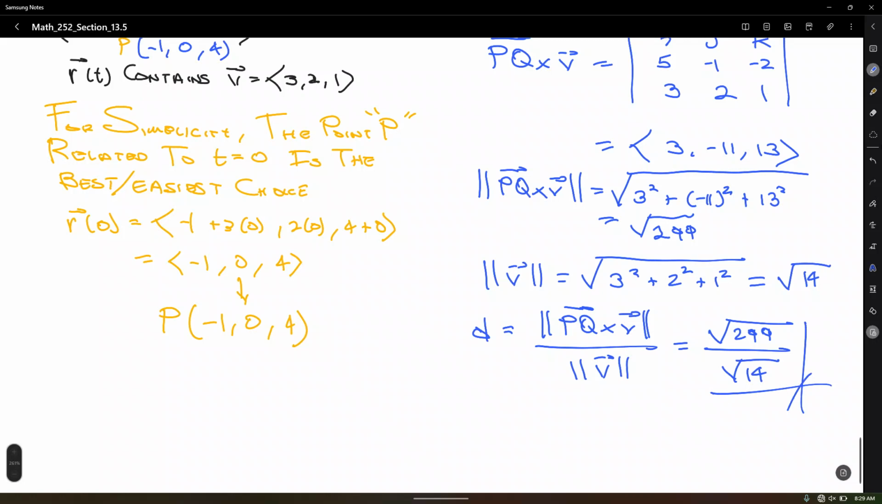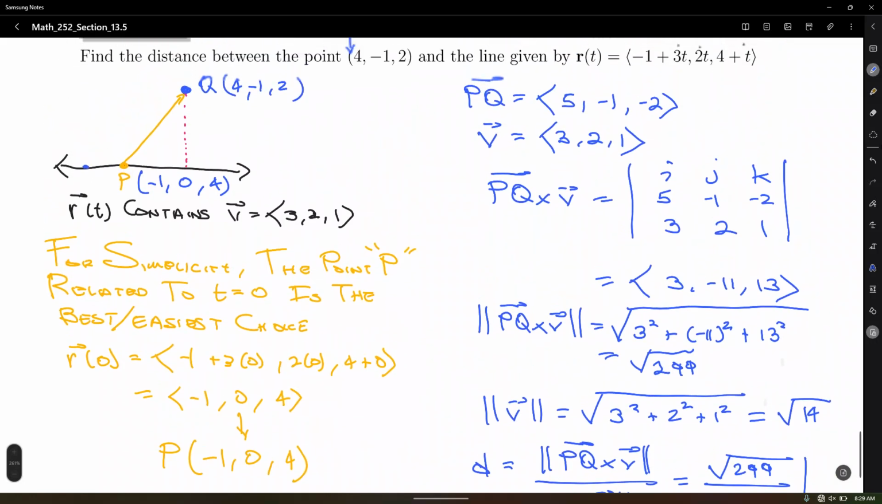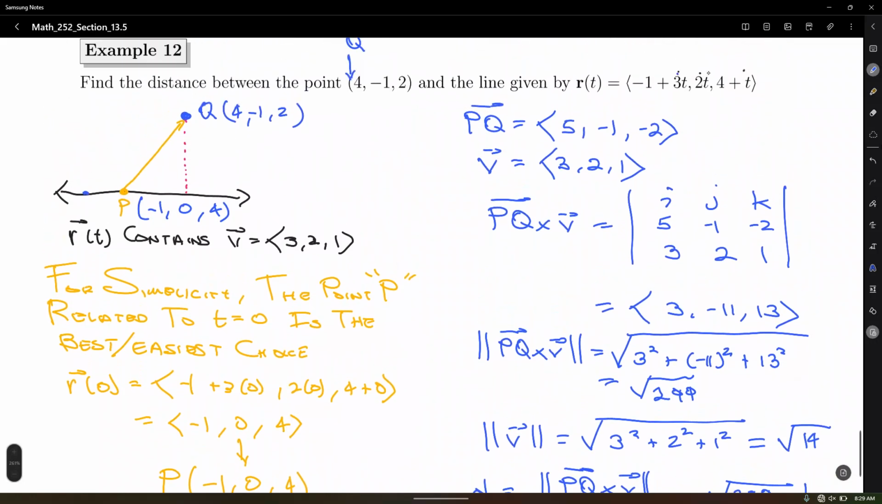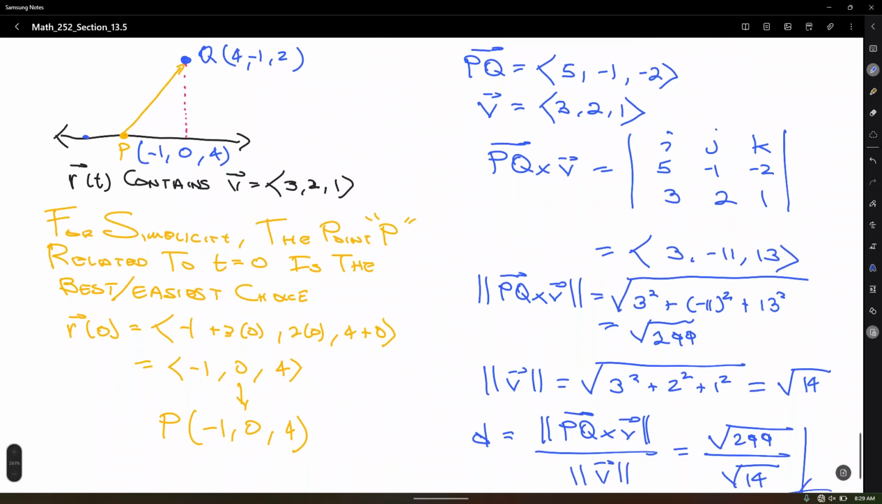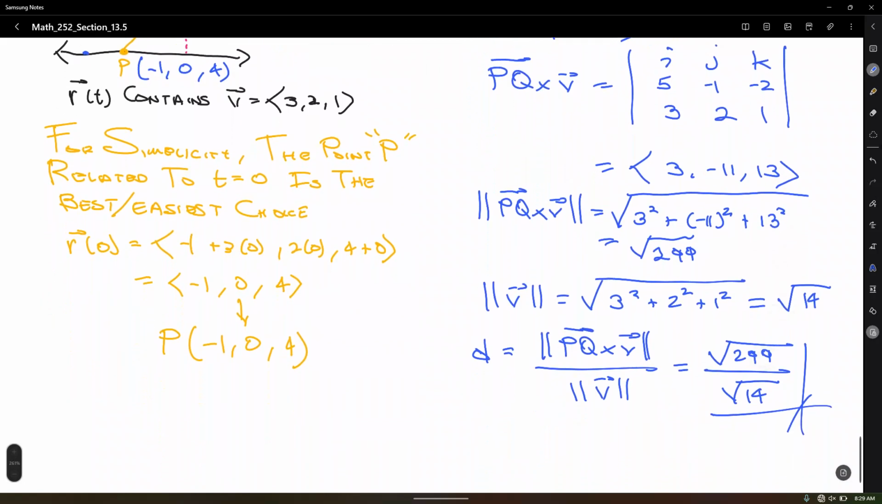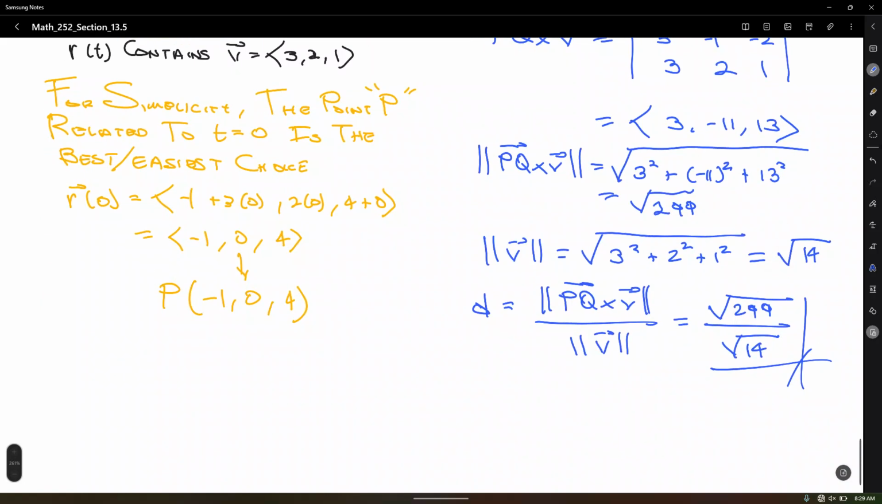That's the distance. Yes? How did you initially find the points for the v vector? Oh, the v vector, it's the coefficients of t in the given line. Yep. All right. And I believe this is the end of the section, right?